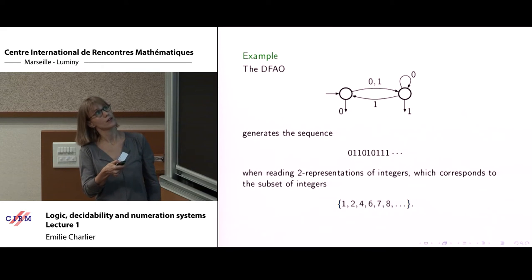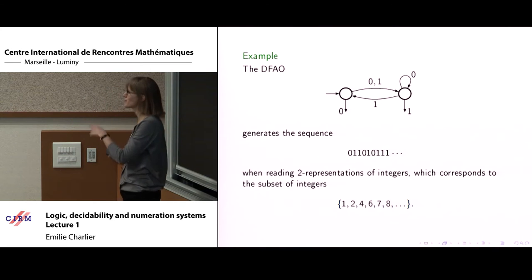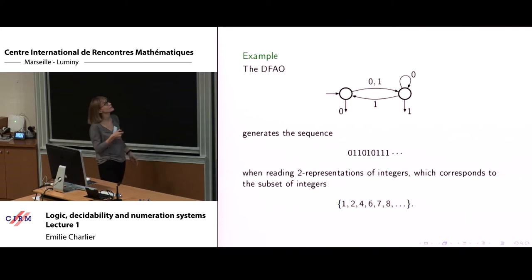So here, this sequence, I don't know, 0, 1, 2, 3, 4, 1, 2, 3, 4, yeah, 5. Say 5, 5 in base 2 is 1, 0, 1. So you go 1, 0, 1, and so you output the 0. And you do that for every n. So this sequence is a binary sequence, so it corresponds to a set of integers.